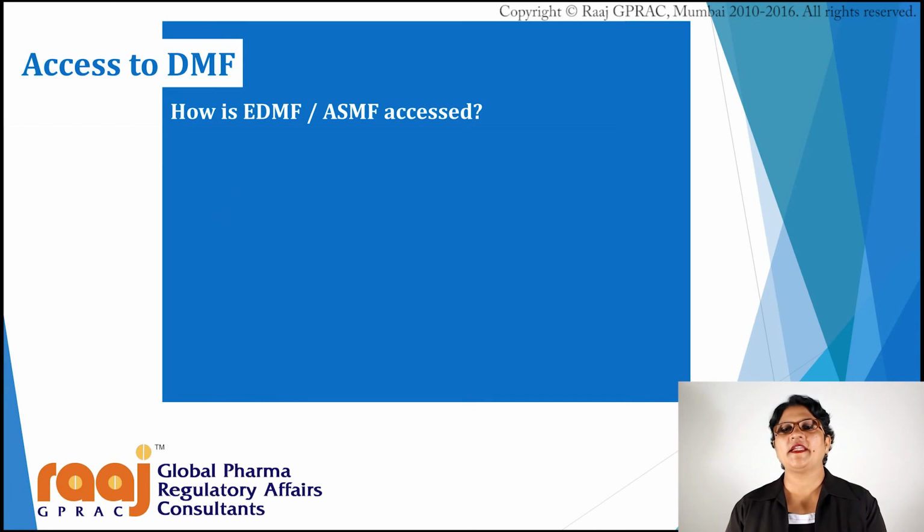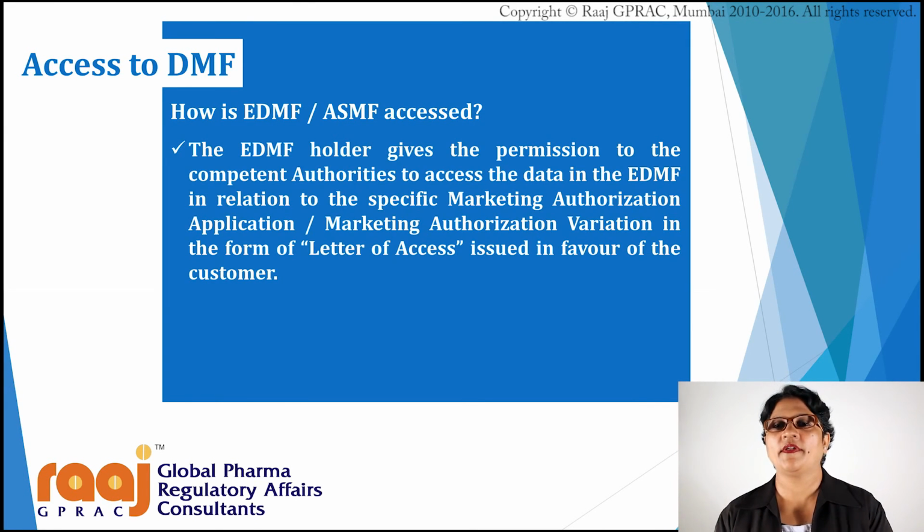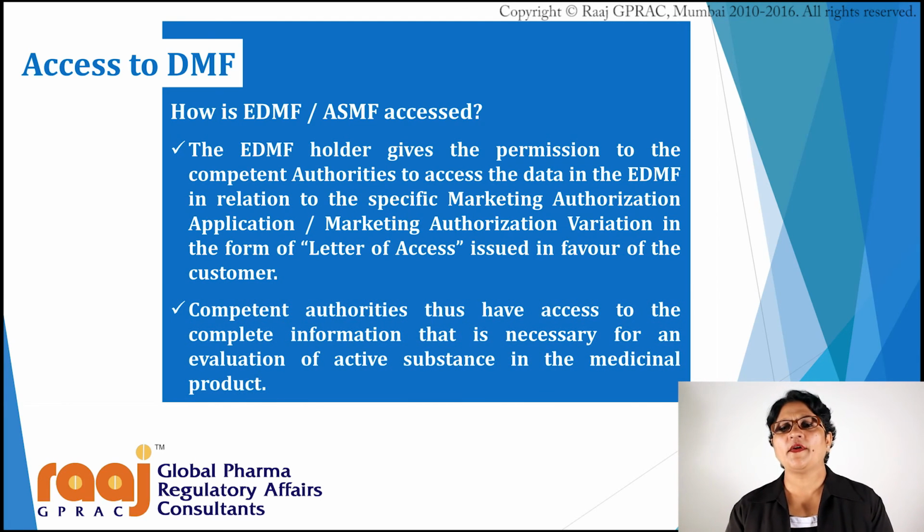So how is eDMF or ASMF accessed? The eDMF holder gives the permission to the competent authorities to access the data in the eDMF in relation to the specific marketing authorization application or marketing authorization variation, in the form of a letter of access issued in favor of the customer. Competent authorities thus have access to the complete information that is necessary for an evaluation of the active substance in the medicinal product.